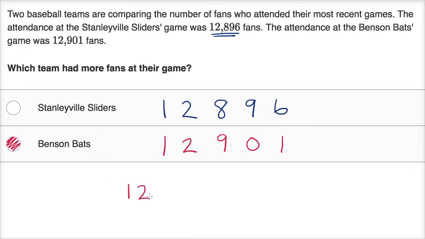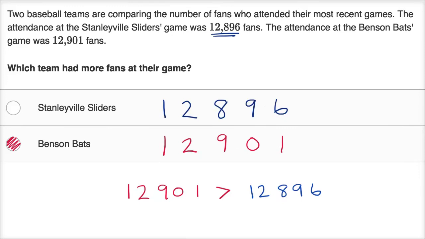I could write this as 12,901 is greater than, and I always remember the sign by saying, hey, it opens to the larger value. So this is going to be greater than 12,896. And you could even just think about it. Just keep counting: 12,896, 12,897, 12,898, 12,899, 12,900, and then 12,901.